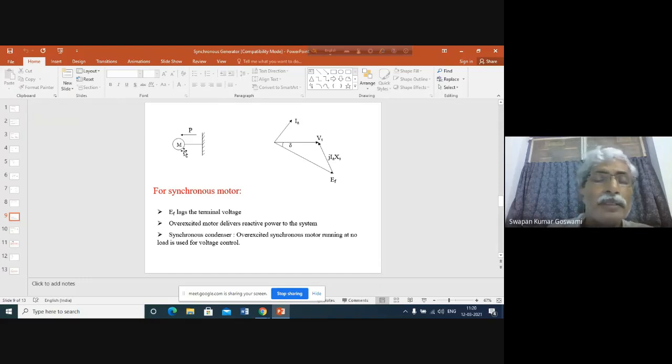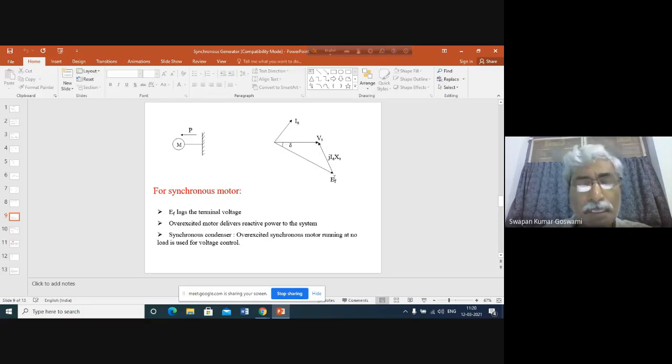Whatever is the load consumed by the motor, if the motor is driving some mechanical load, then more power will be drawn. If the motor is running at no load, then also it will consume its losses from the power system. So the direction of active power flow will be from the terminal voltage to the induced voltage in case of motor. So the terminal voltage must lead the induced voltage in case of motor. That's why we have drawn the phasor diagram in this way. So VT is the terminal voltage or infinite bus voltage, the power system voltage.